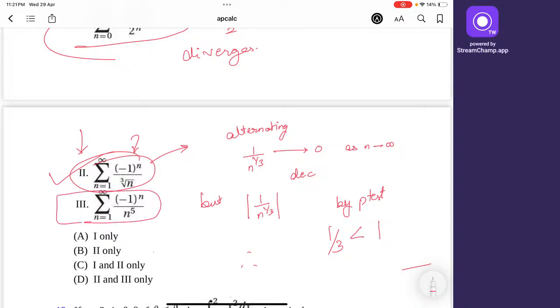This particular series converges absolutely because by p test 1 by n power 5 converges. So the right answer is 2 only.